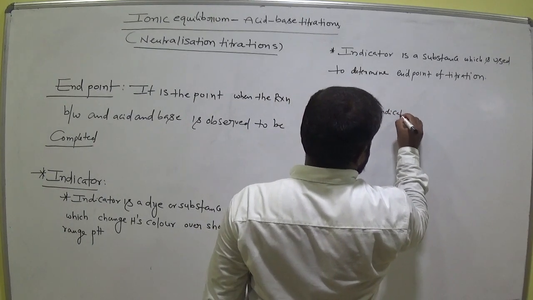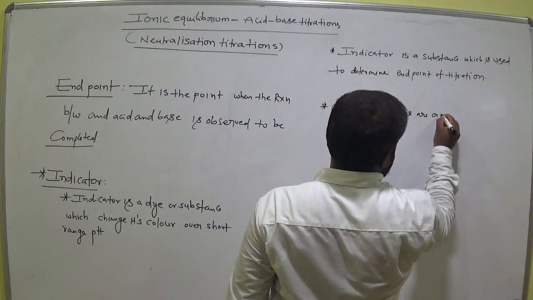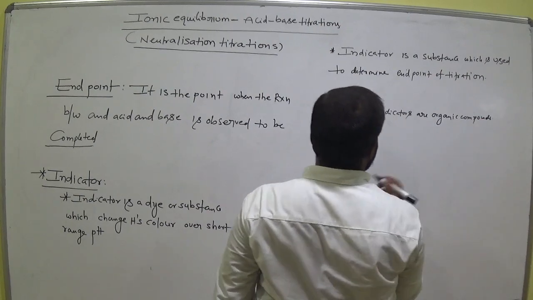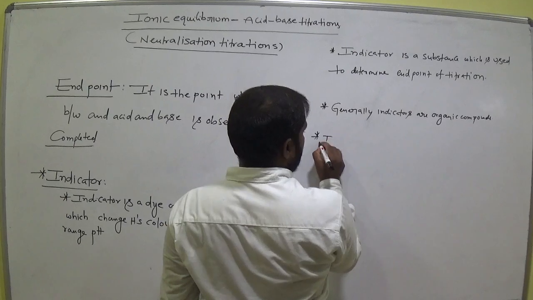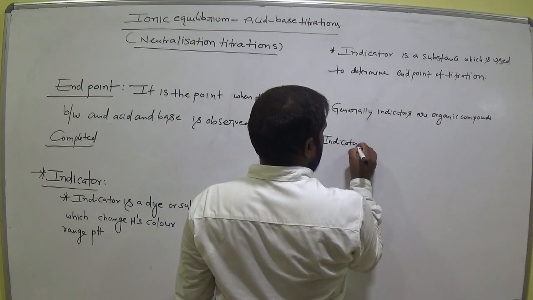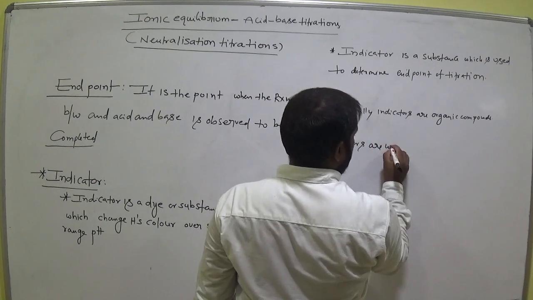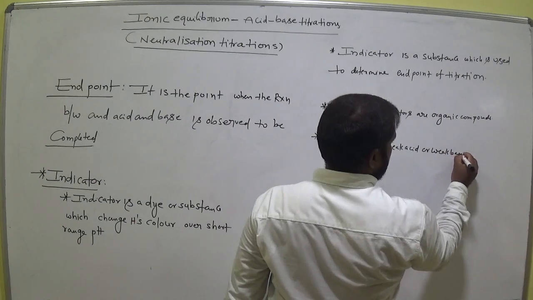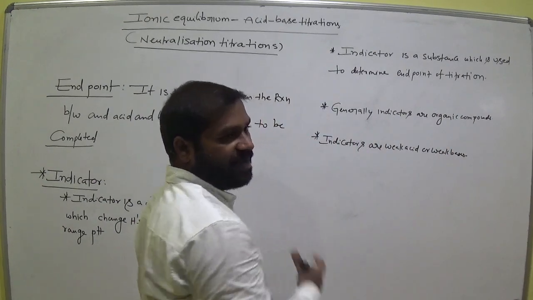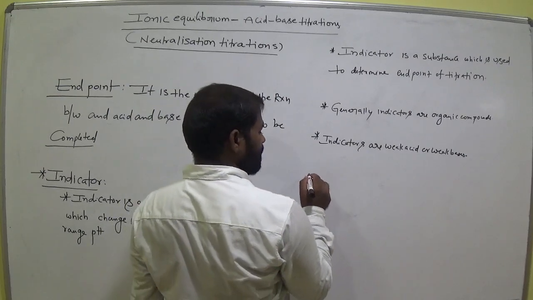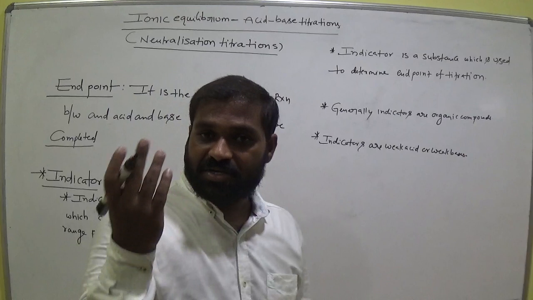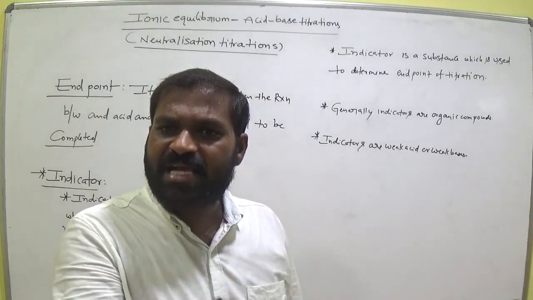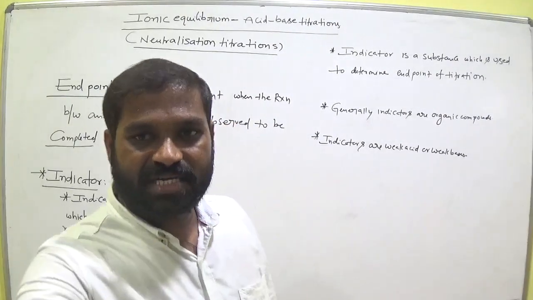Generally, indicators are organic compounds. Indicators are weak acids or weak bases. Okay, is it clear? Simple: at the end point, at a particular pH, it changes its color. Then we can easily identify that the reaction is completed, and we can stop the titration. That's enough.